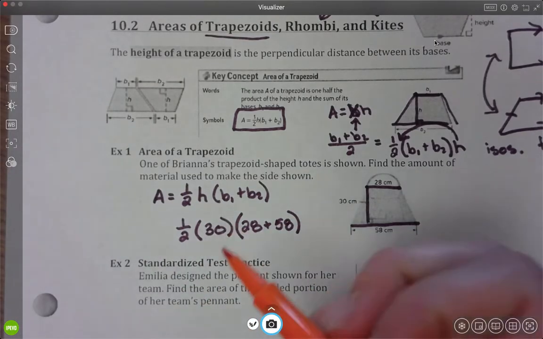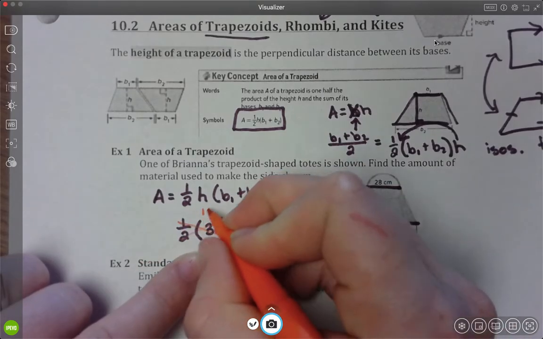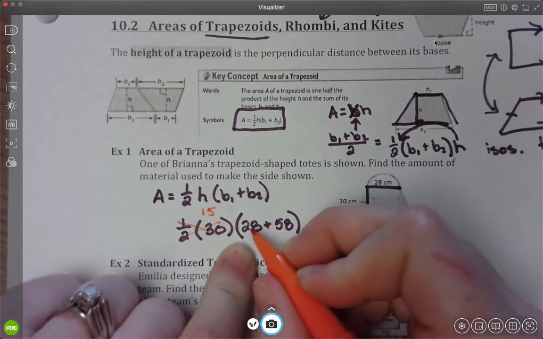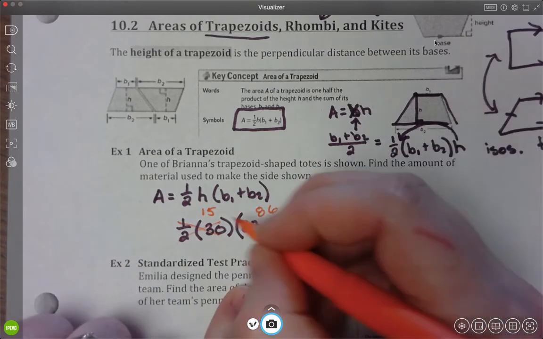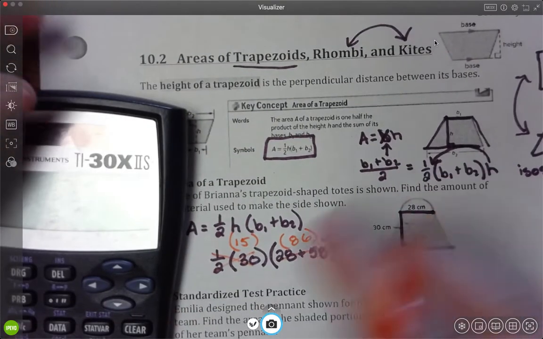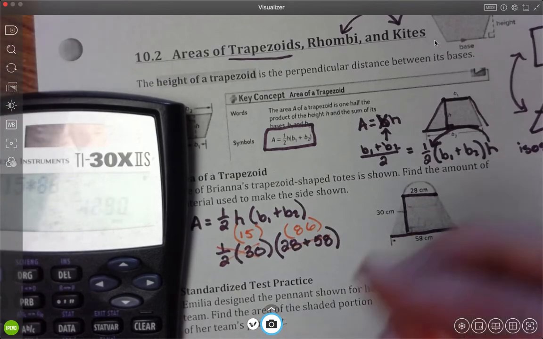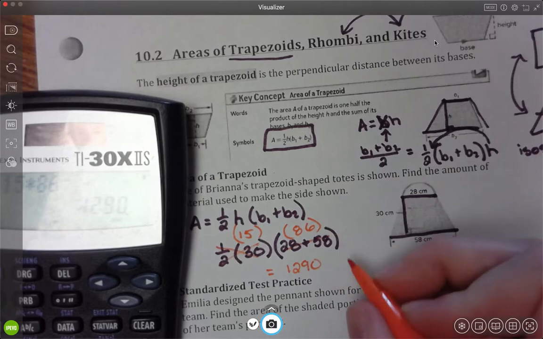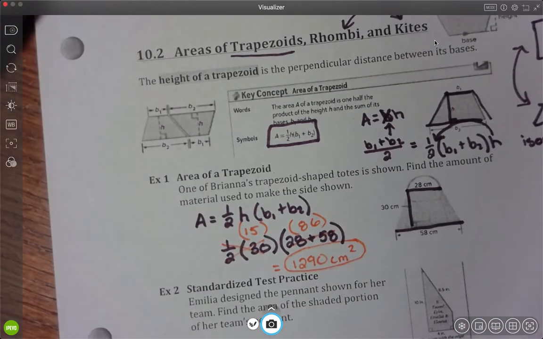So I like to do this first. 1/2 of 30 is 15, and then 28 plus 58. Try to do as much of this in your head as you can. This is going to be 86. Okay, 28 plus 58 is 86. Then, in my calculator, I can do less work because I just have to take 15 times 86. I can't do that in my head. I could write it out, I guess, but 1290 is what the area is going to be, and that is in centimeters squared. All areas are squared. All areas are squared, okay?